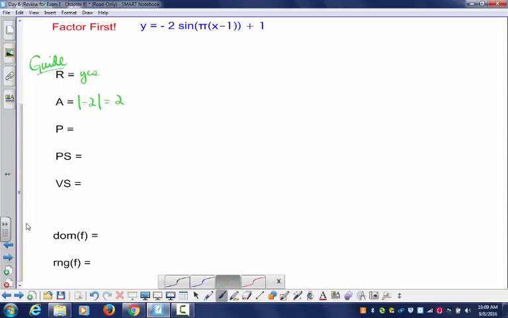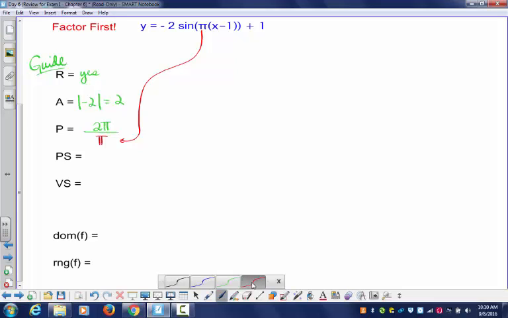Period. What is the period of a basic sine function? 2 pi. So basic sine, basic cosine, 2 pi. Tangent, cotangent, basic pi is the period. So now we have to adjust this period. So the number that is the leading coefficient of the angle, that is our period adjuster. And we have to divide the basic period by that coefficient.